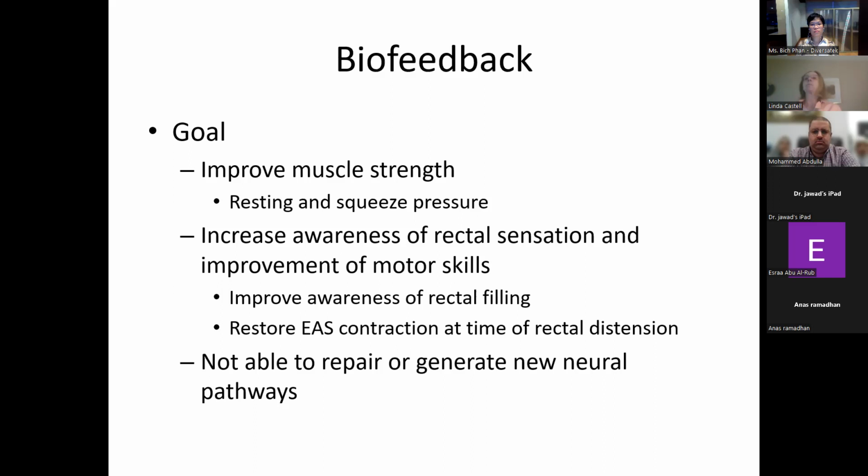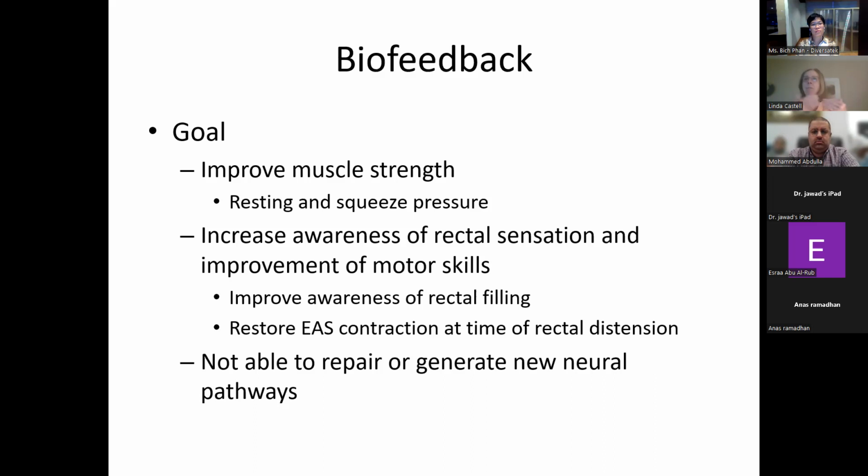We can also, with biofeedback, improve awareness of rectal sensation and improve the motor skills. So when there's distension in the rectum, a patient should be able to feel that. They should be able to feel volumes of 15 milliliters and greater. But sometimes people stop recognizing what that sensation of stool in their rectum feels like.